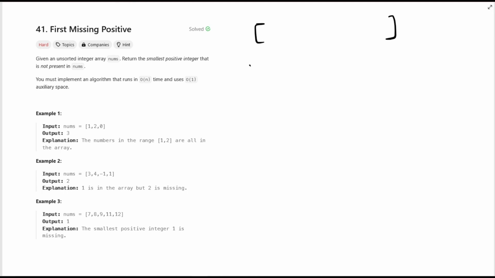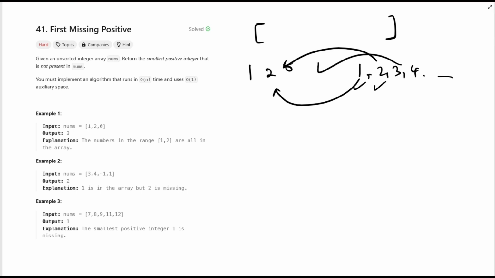Or we can say, if we have this array like 1, 2, 0, okay, what are the positive numbers? 1, 2, 3, 4, like this, right? So what you will do is you will try to check if 1 is present. Okay, it is present. Then 2, whether it is present, it is present. 3, okay, 3 is not present. So this is your answer.